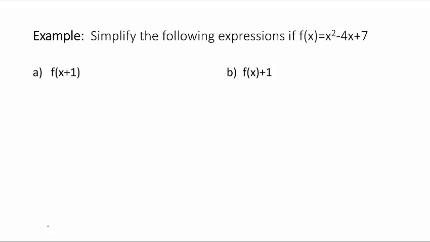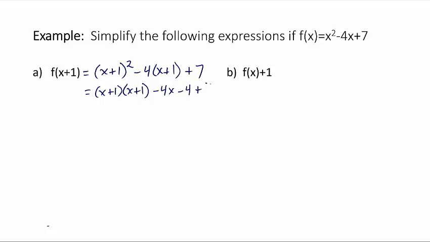So in this case, if x plus 1 is our input in for x, we're going to have x plus 1 squared, minus 4 times x plus 1, plus 7, right? So I'm just sticking in x plus 1 everywhere I see an x in that function. And then we've got a little bit of work to do. To simplify this, remember x plus 1 squared is x plus 1 times x plus 1. You have to FOIL that. And then I'm going to distribute the 4 through here. So I'm going to have minus 4x minus 4 plus 7.